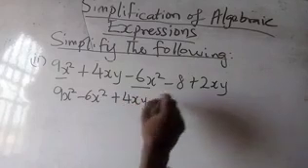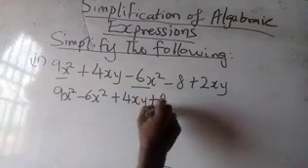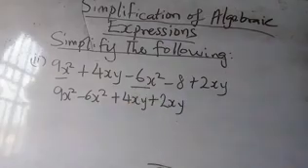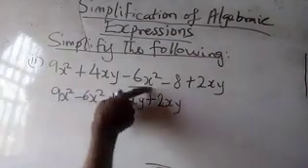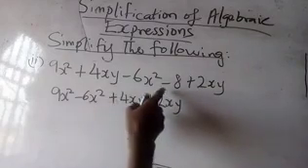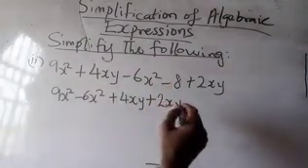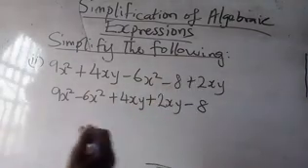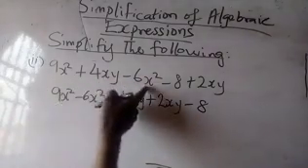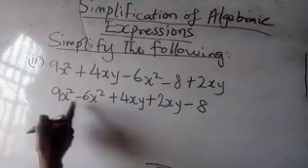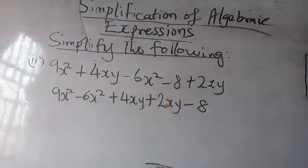4xy plus 2xy. We've done that, consider this. What else do we have? We have minus 8. All the terms are 5. I think 1, 2, 3, 4, 5. Fine. So we've grouped the like terms together.